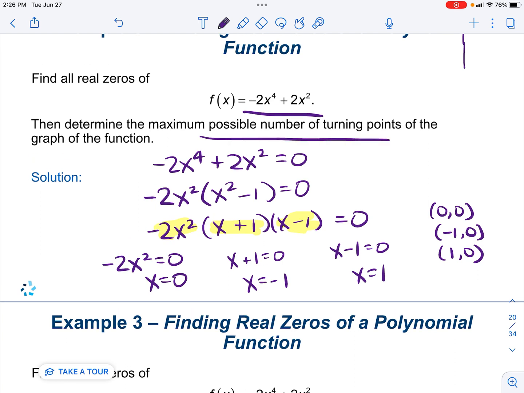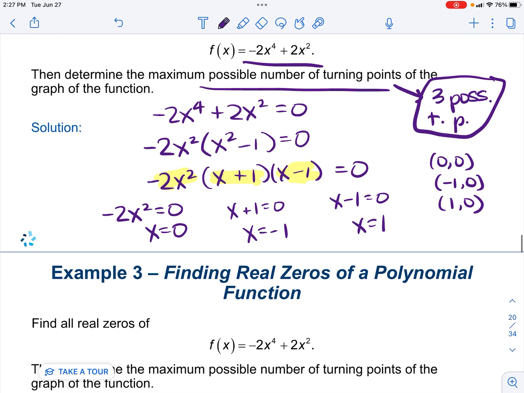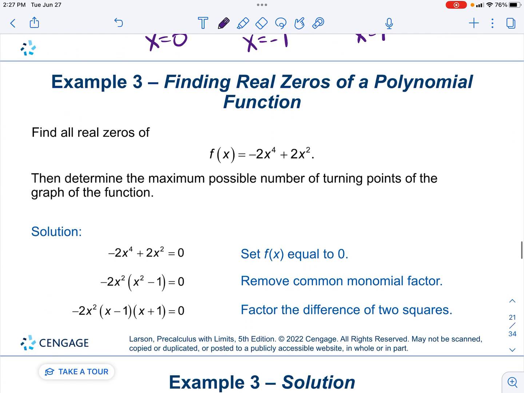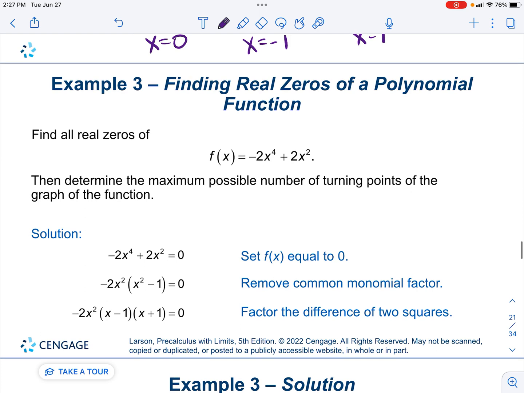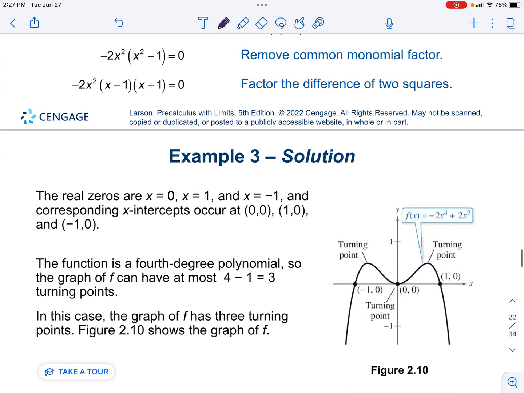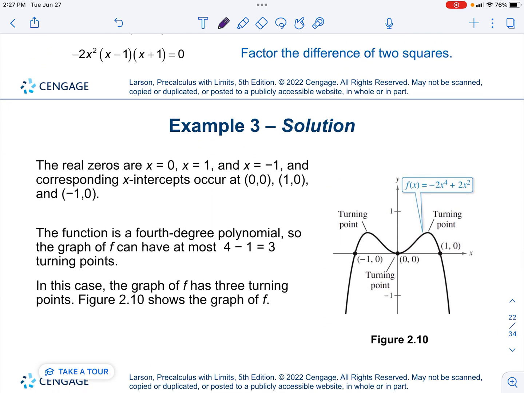Well, that is easy. It's just 1 less than the power. So this is 3 possible turning points because the power is 4. So there is the typed out version of factoring. And then my graph, here are the zeros we got. And then there's the graph. It shows you those 3 zeros, and they're right at the x-intercepts.